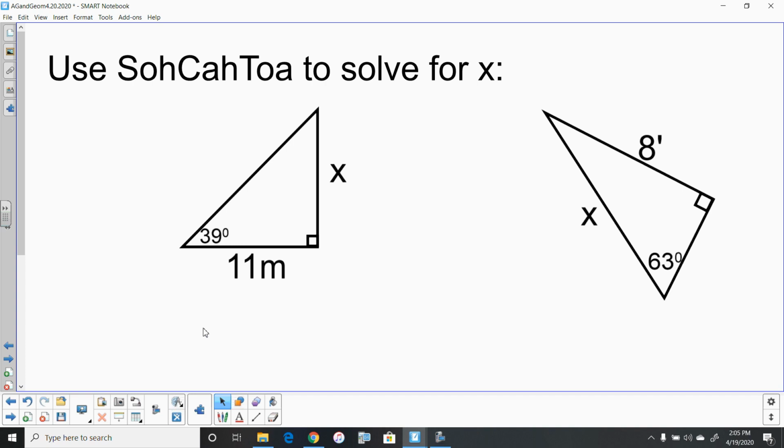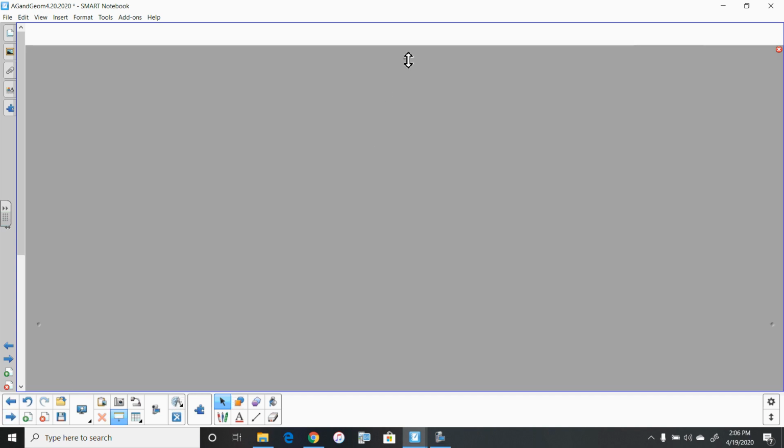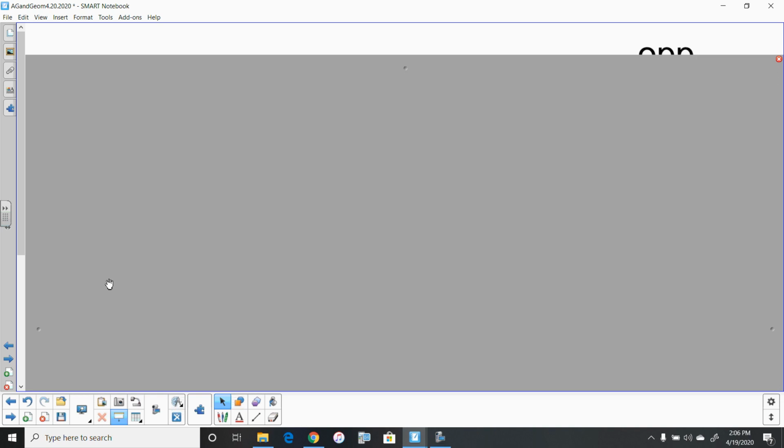We've got two triangles here. Whenever you think you're ready, go ahead and pause the recording and solve for X. I'll walk you through how to come up with X in just a minute here, but go ahead and hit pause and solve for X. Okay, so hopefully you've gone ahead and done that.